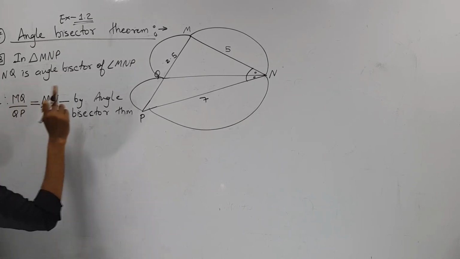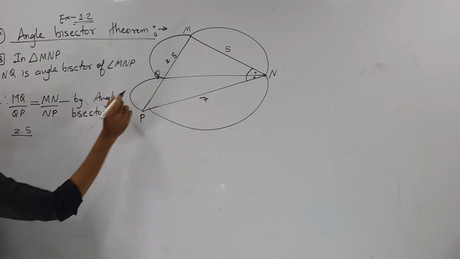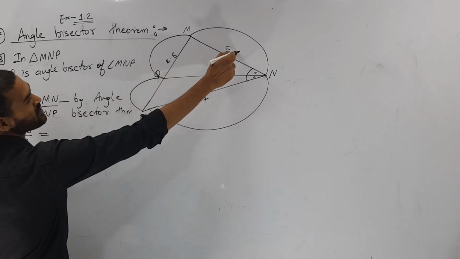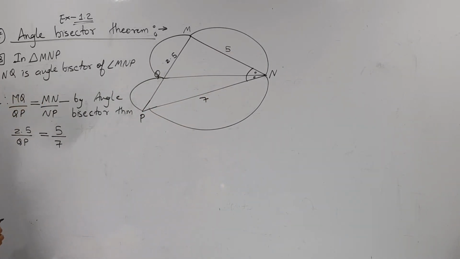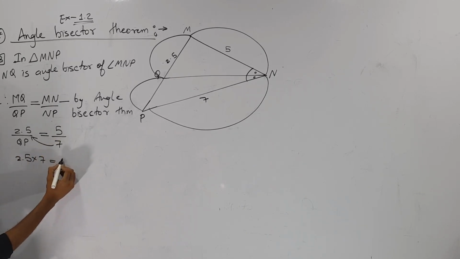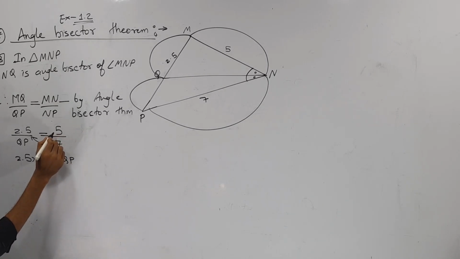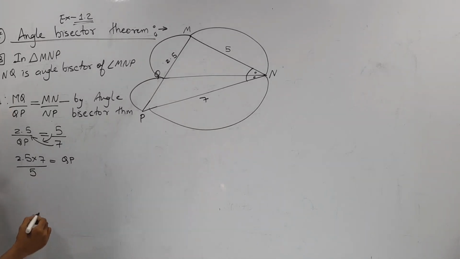Do we know MQ? Yes, 2.5. QP we don't know, so it stays as it is. Do we have MN? How much? 5. And NP is 7. Now this 7 will come this side, so 2.5 into 7. This QP will move that side, QP as it is, into 5. This 5 will come down and divide. Right, students?